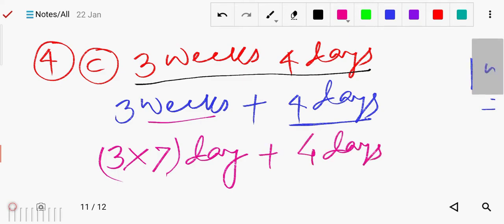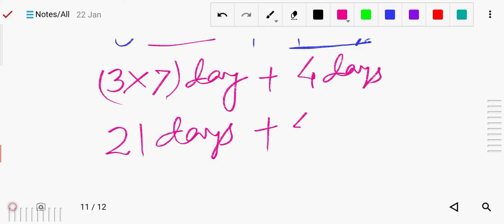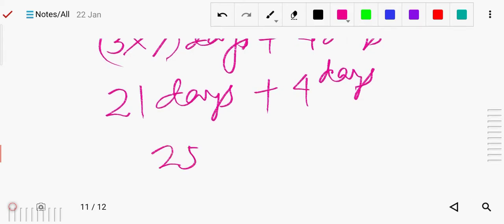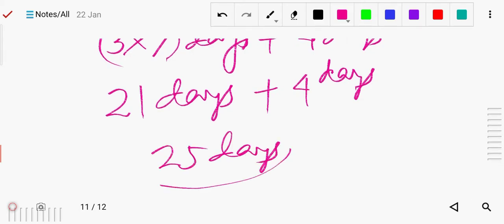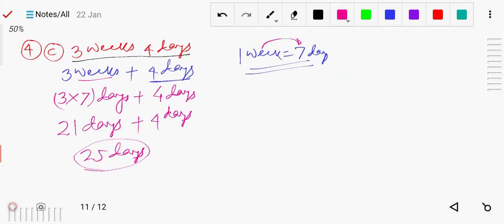Now 3 times 7 is 21 days, plus 4 days. Now 21 plus 4 is 25 days. So your answer is 25 days. Got it? So we have changed this. First you write the plus form, then you change the weeks to days, and then add. You just write the equal sign also. So this is your answer, 25 days.